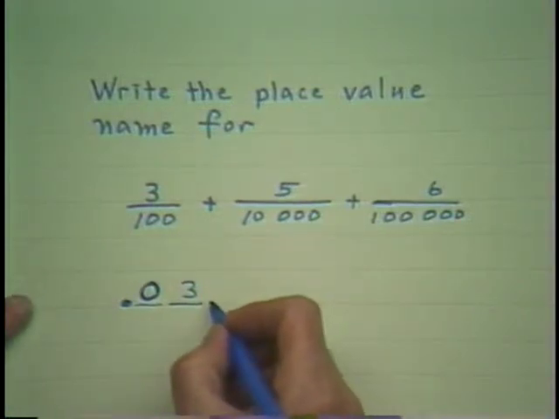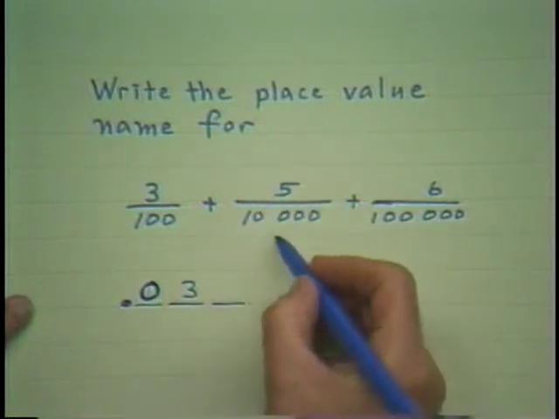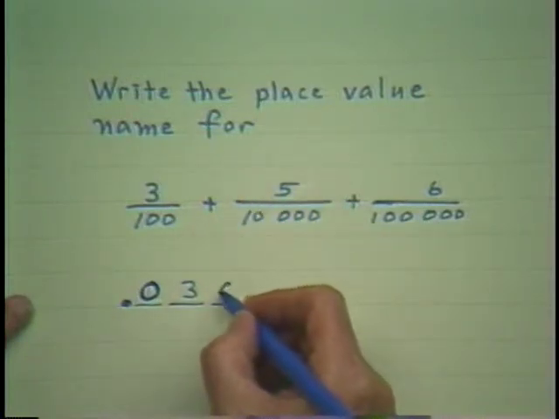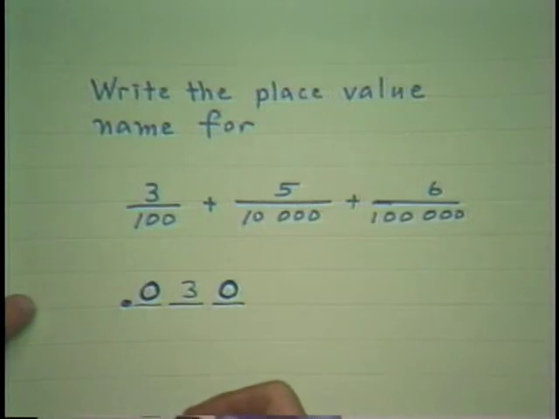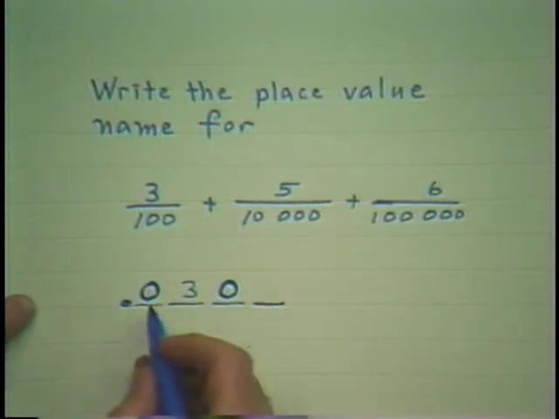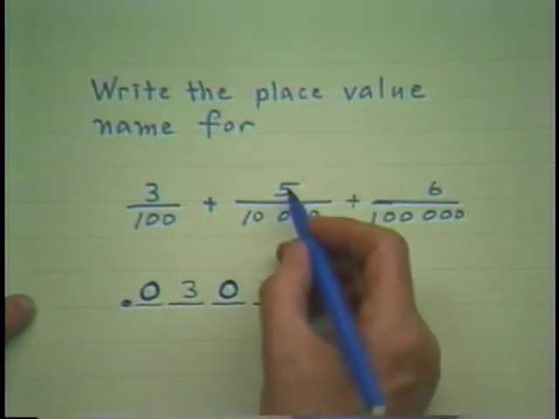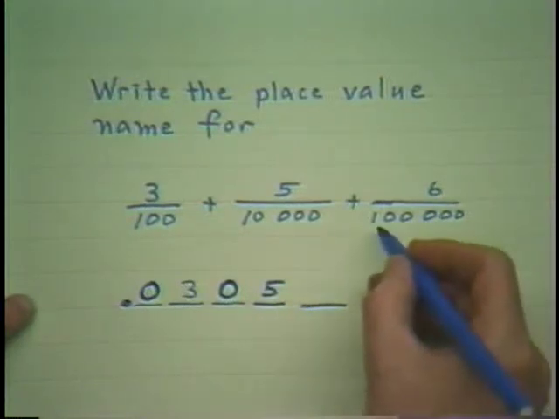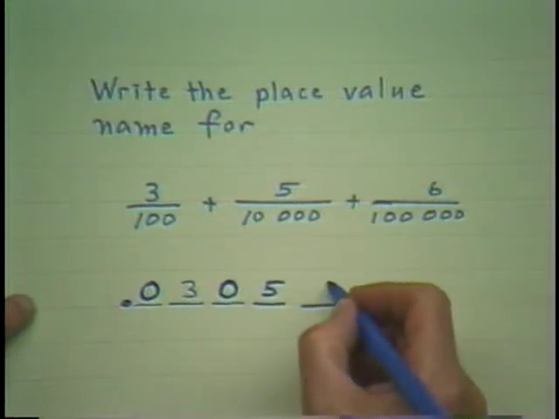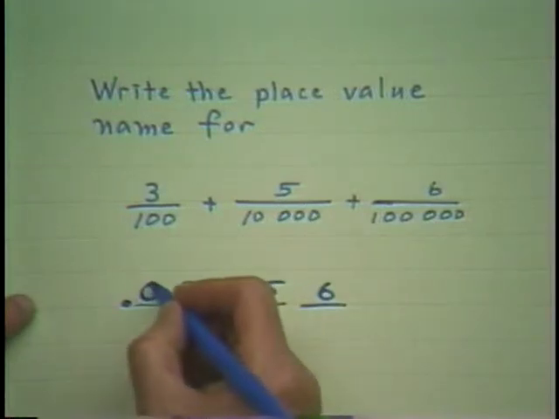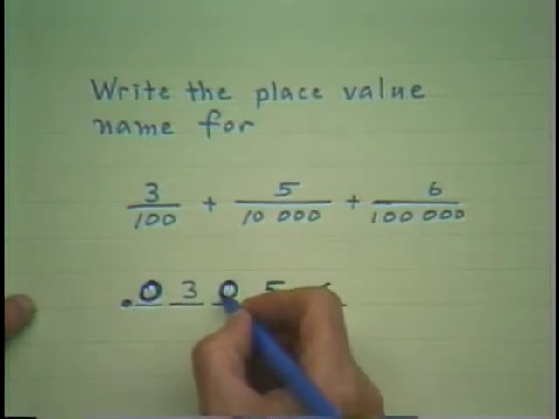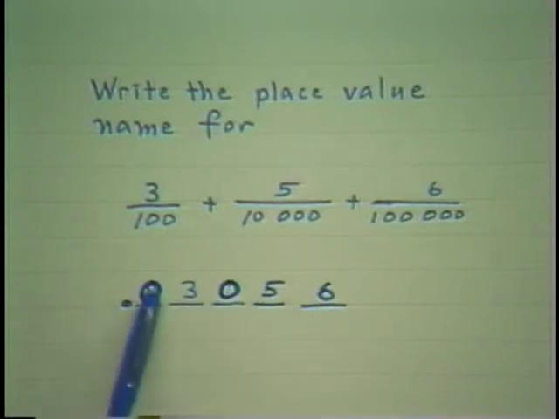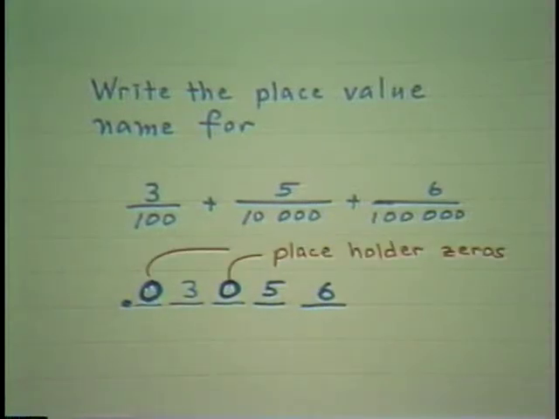Now the next place is a thousandths place, but we don't have any thousandths, so we need a placeholder there. The next spot is the 10,000ths place, and there are 5 of them. And the next place is the 100,000th place, and there are 6 of those. So we have consistently been calling these zeros placeholder zeros, and without them the number takes on an entirely different meaning.